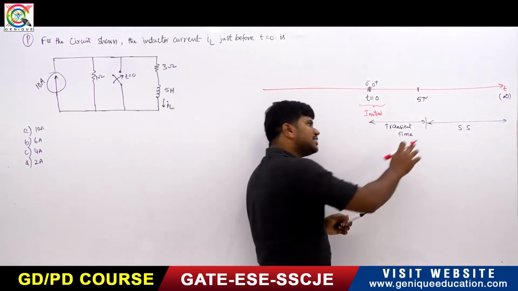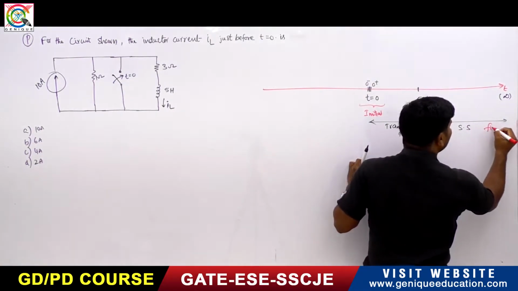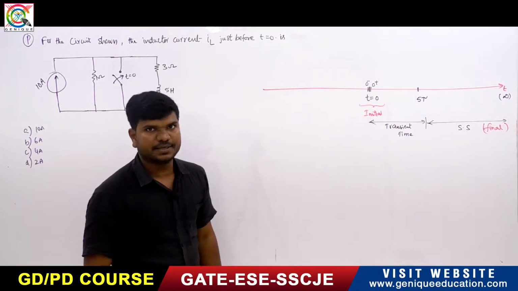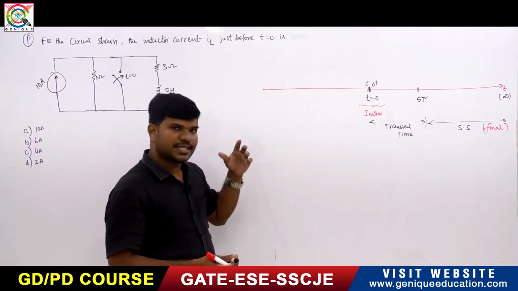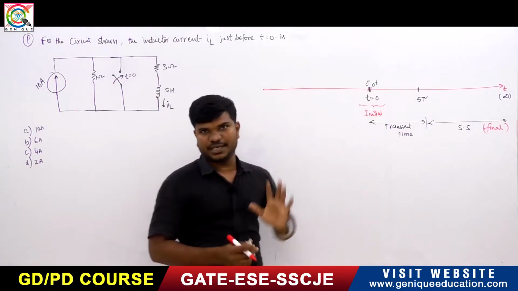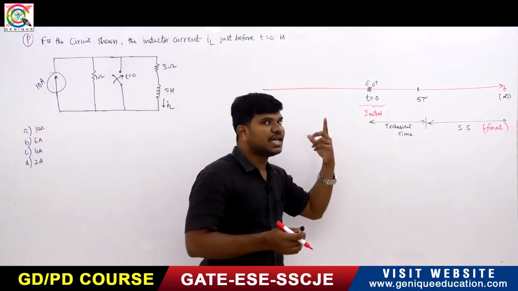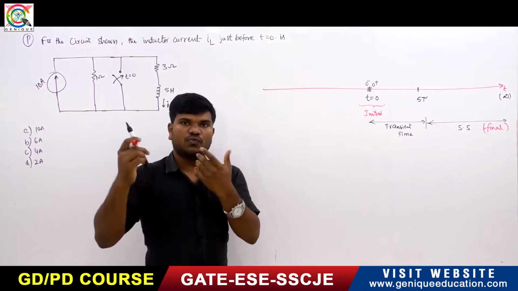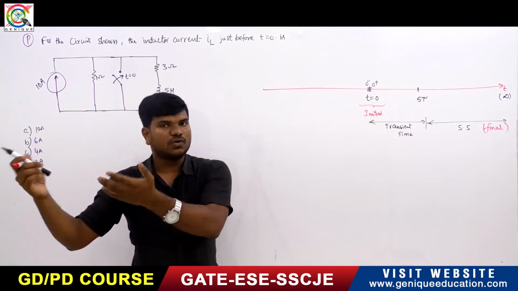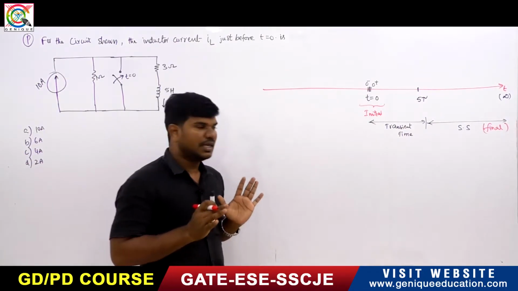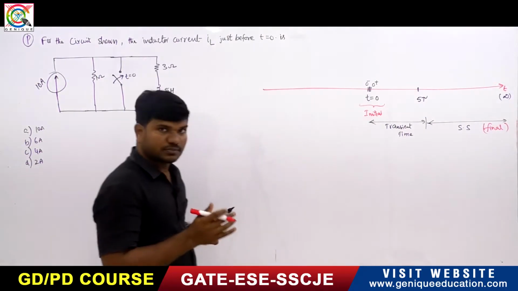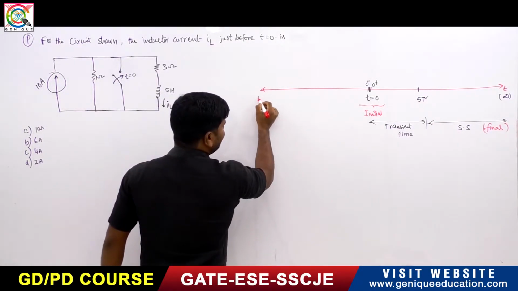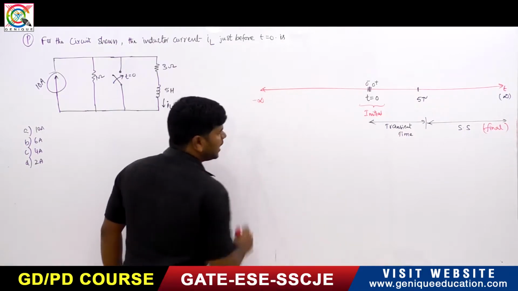Okay, so the steady state is also called the final state, right? So final state means at t equals infinity. We consider t equals 5 tau or greater than 5 tau as infinity only. But if you come to the left side, it is minus infinity. t equals minus infinity, right?